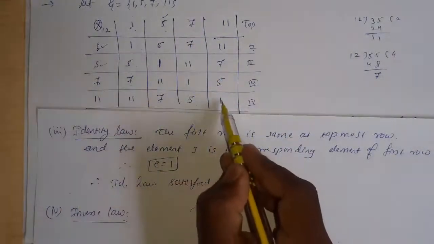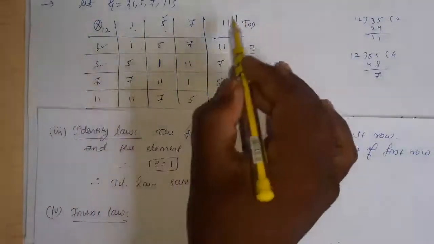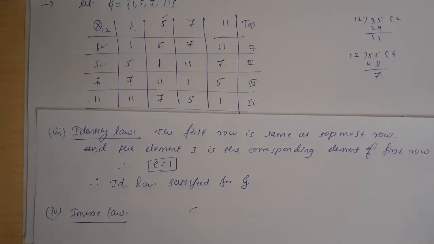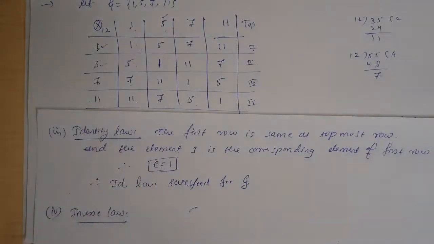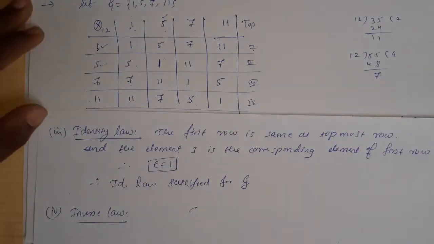And in the last row, in both the directions the element is 11. So, therefore, we can say that inverse of 1 is 1, inverse of 5 is 5, inverse of 7 is 7, inverse of 11 is 11, means each of the elements of the given set has an inverse. Then it is enough to say that the inverse law is satisfied for the set G. In this case the inverse of the element is itself, but in different examples that will not be the same, but this is the way to find the inverses of the elements.